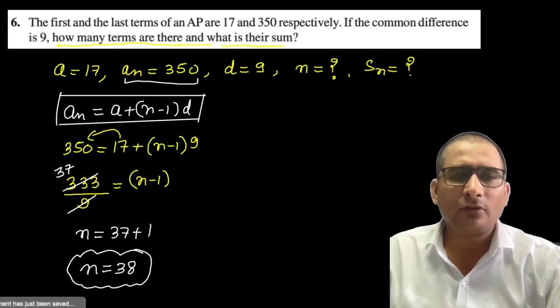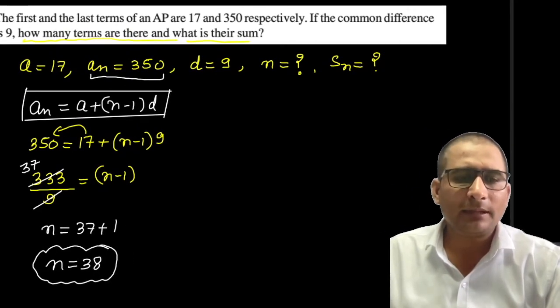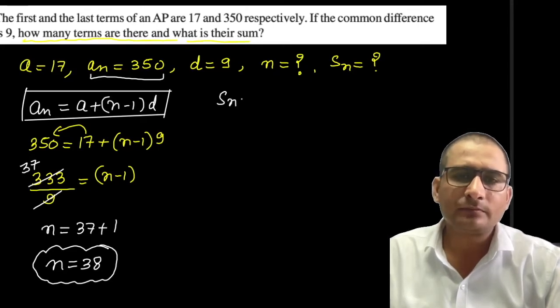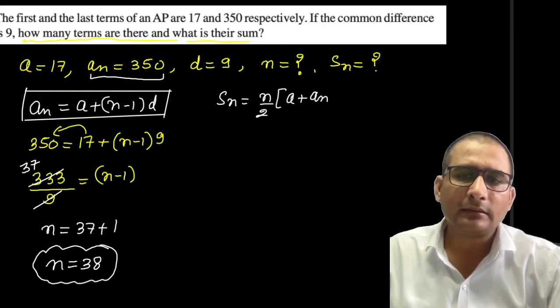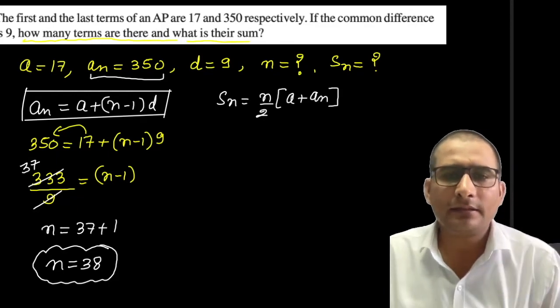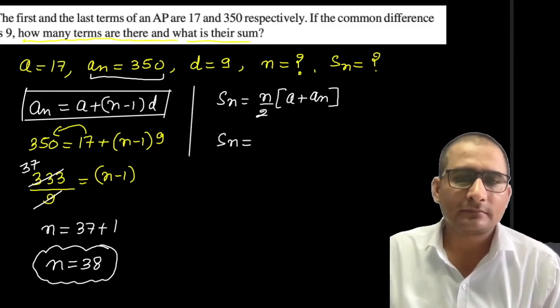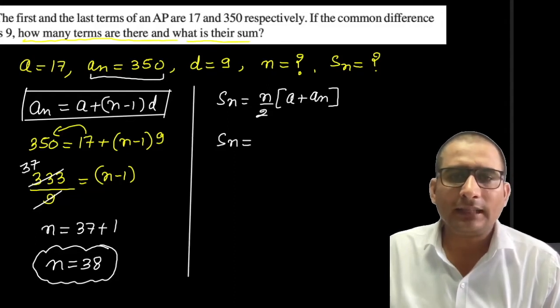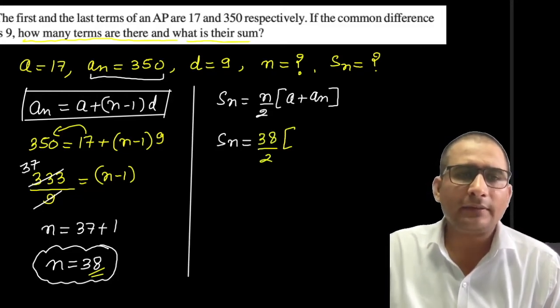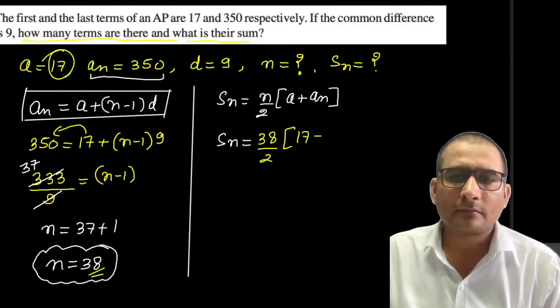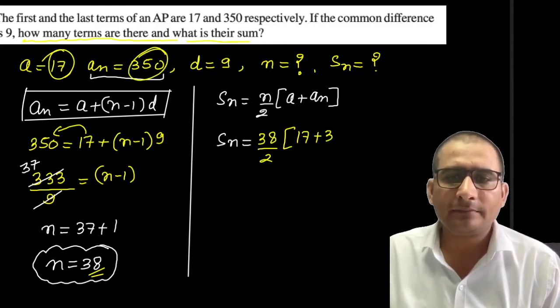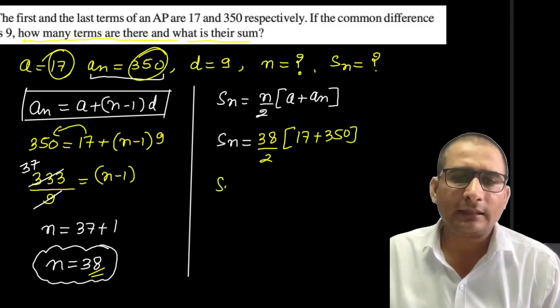Now let us apply the second formula in this question. Second formula क्या था हमारे पास, Sn का formula है. Sn is equal to n by 2 a plus an, right? So Sn, we have to find Sn. So what is n in this case? n अभी हम लोगों ने find out किया 38. So put the value of n is 38 by 2. A is given in the question 17. An is given in the question 350. Now solve it and get the answer.